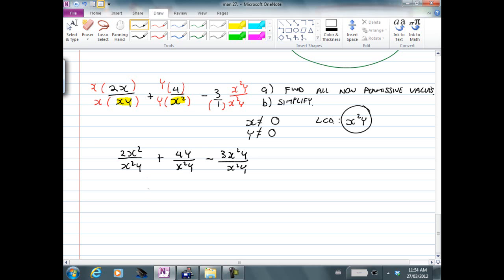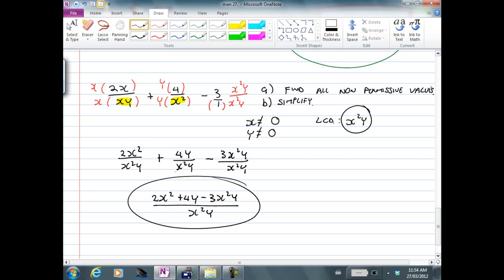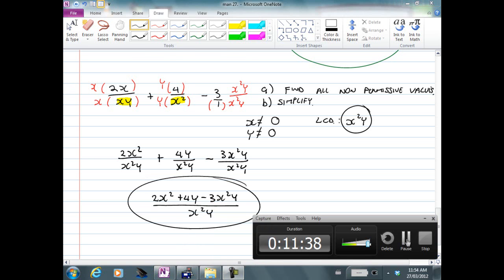And if you merge them, you get 2x squared plus 4y minus 3x squared y over x squared y. Bada bing, bada boom. And that's your final answer. I'm going to pause it right here.